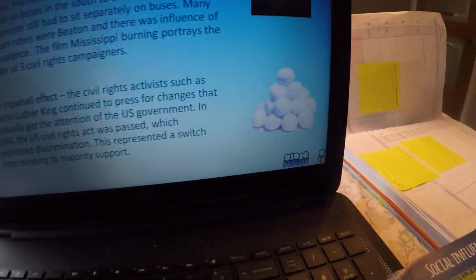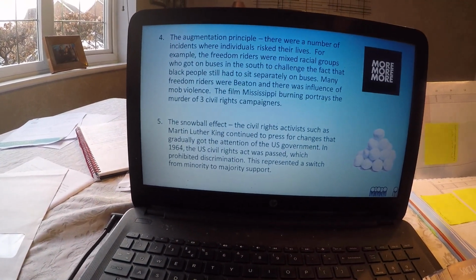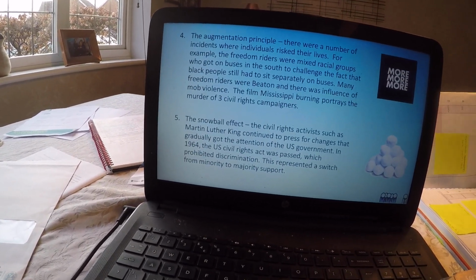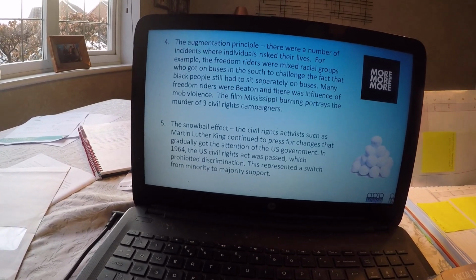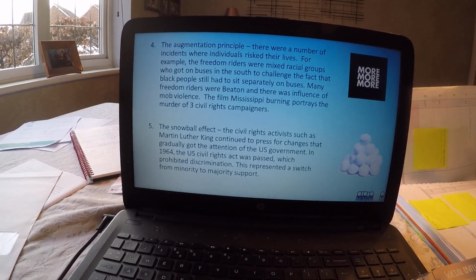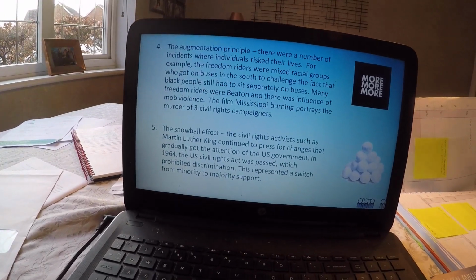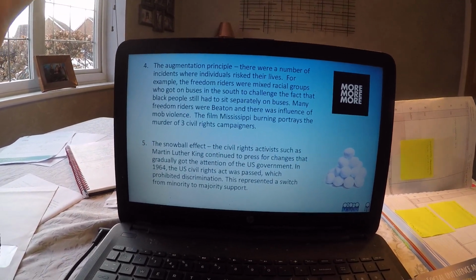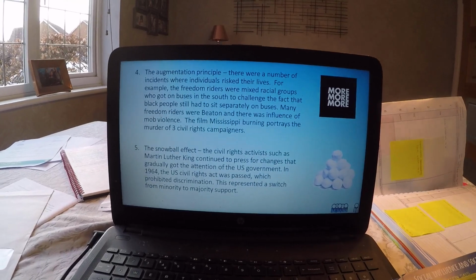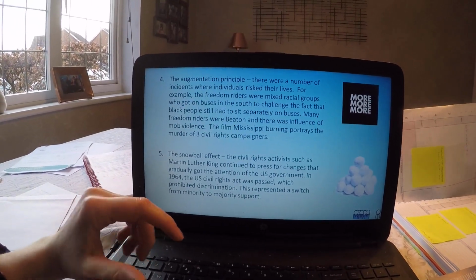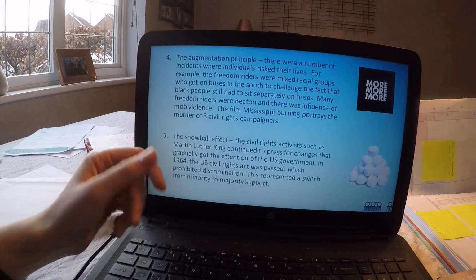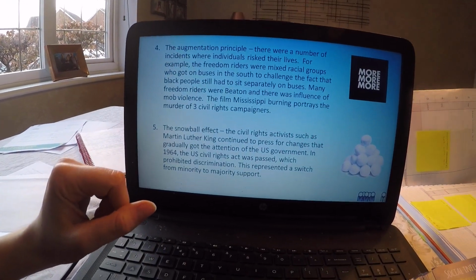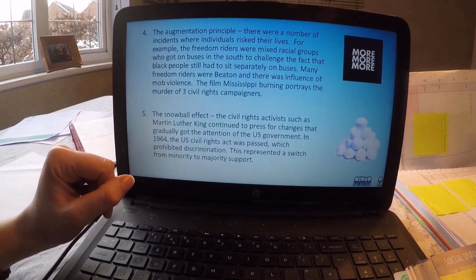Number 5, our snowball effect. The civil rights activists such as Martin Luther King continued to press for changes that gradually got the attention of the US government. Like I said before, snowball effect is when you start off small, you're gathering speed, you're gathering more snow, and you become a massive snowball at the end. In this example, it means that when one person converts, the next person converts, next thing you know, everyone's got a recycling bin. Try not to get too confused with all of my examples.